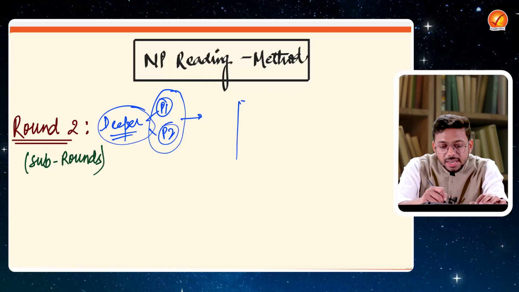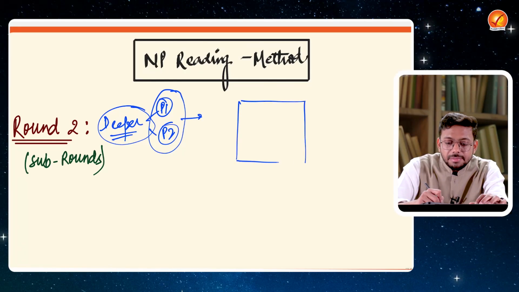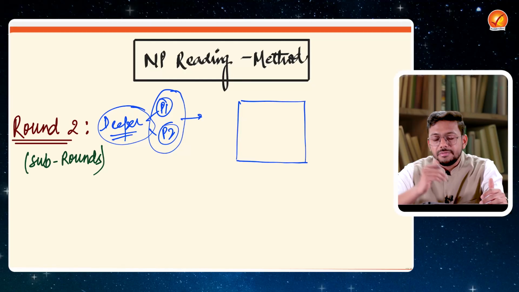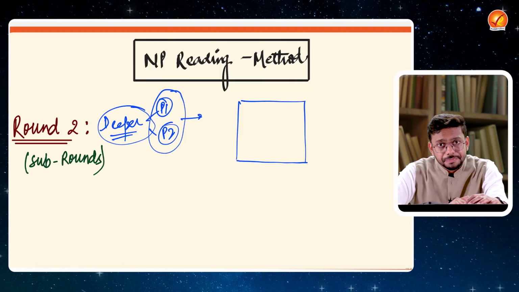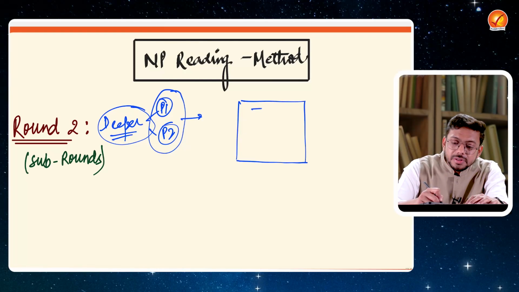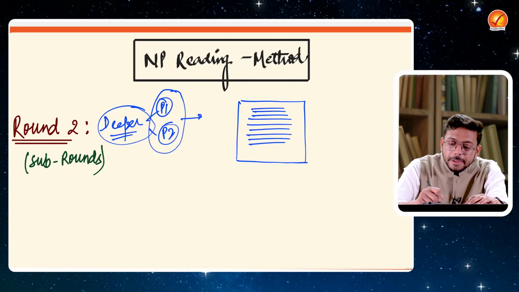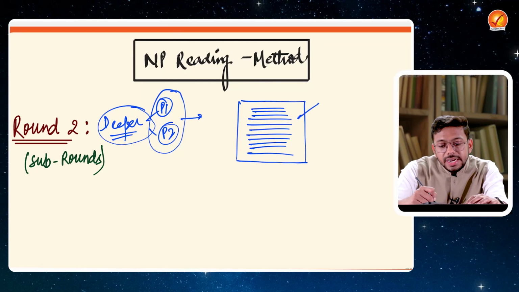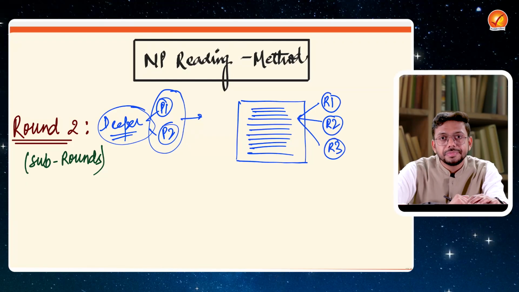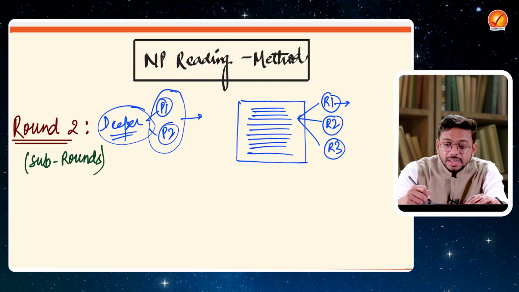Now, each article, let's say you have an article, I'll take the example even today. I'm explaining the method first, and then when I take the example, you will have better understanding. So, each article will have, let's say this is the article, right? You will read this article in 3 rounds. Again, round number 1, round number 2, and round number 3.